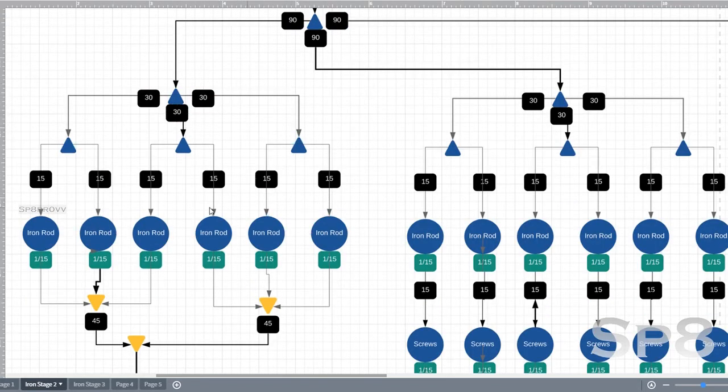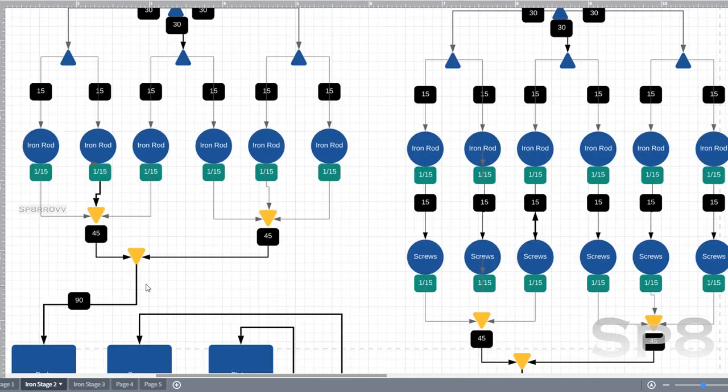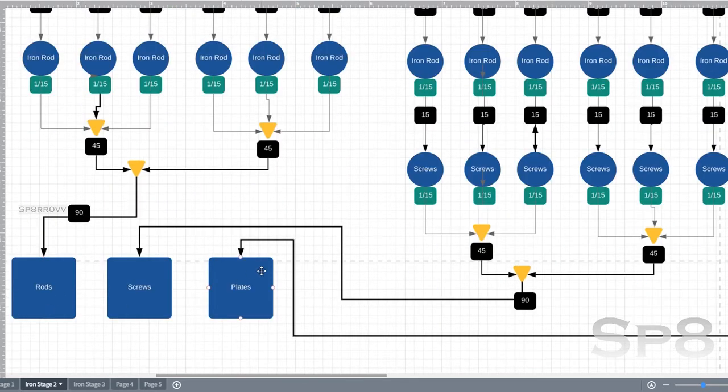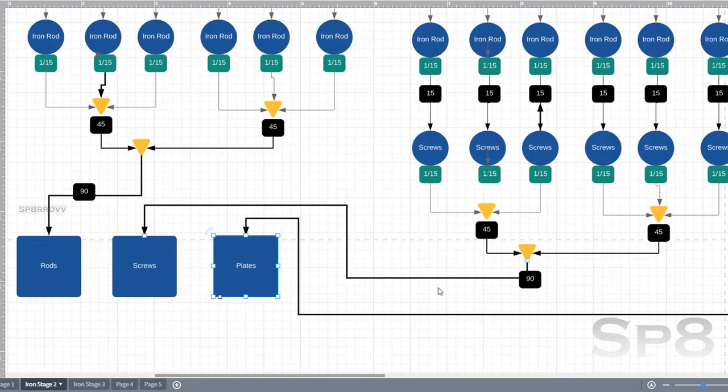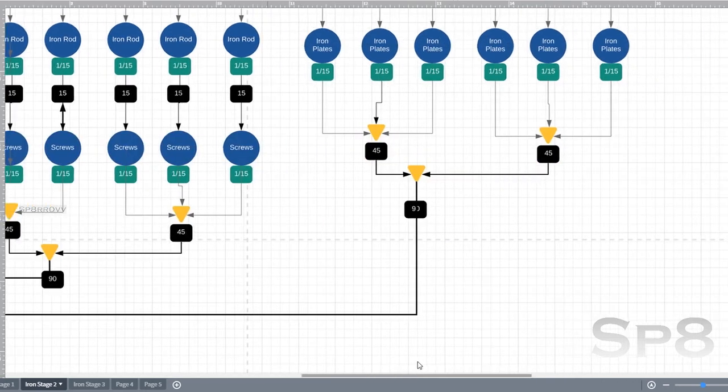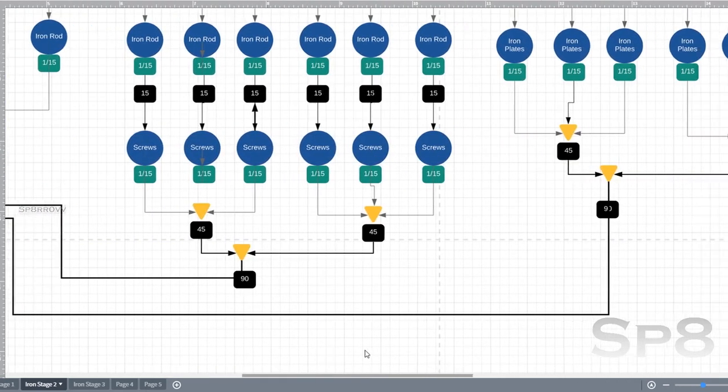We're going to produce six constructors producing iron rods. They're going to take in 15 per minute, and they're going to release 15 per minute. One unit at a time, 15 per minute. We can merge them back together, 45, 45, put them in 90, throw them in the rods. Same thing over here, we're going to produce another set of rods. We can make some screws at the rate of 90 per minute, and we can produce plates at the rate of 90 per minute as well, all off of the Mark III belt.